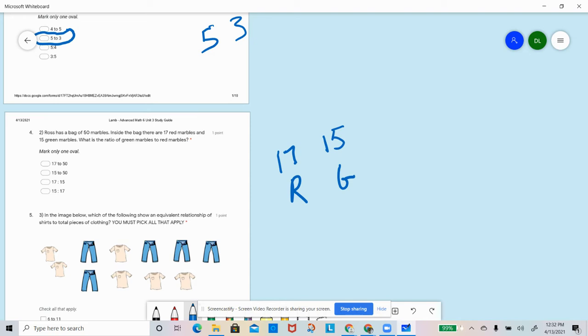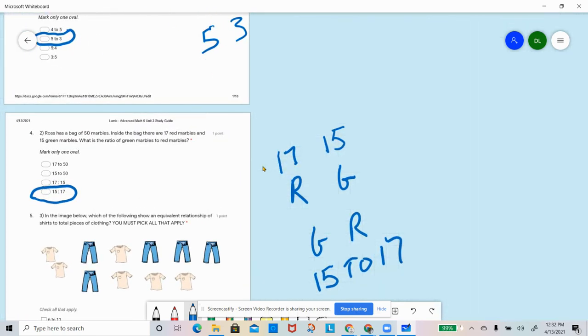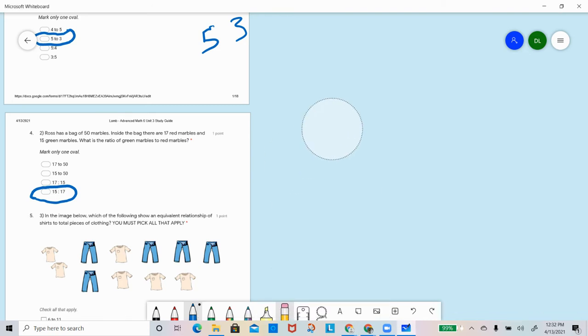It says, what is the ratio of the green marbles to red marbles? So we want green first and red second. So we're going to change that around to be 15 to 17. And of course, we know that a colon is the same as the word "to." So 15 to 17 would be the answer for the second question on the study guide. So I'm going to be erasing as we go a little bit, just so that we don't have all this stuff cluttering up the screen.